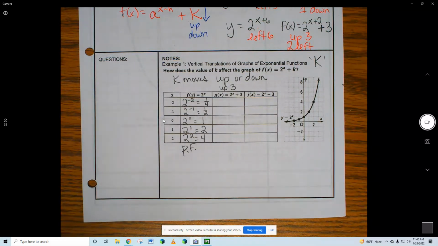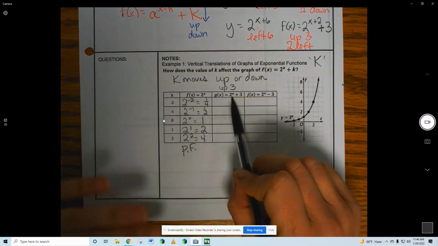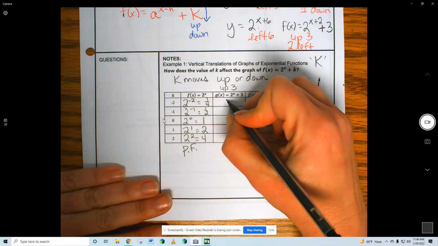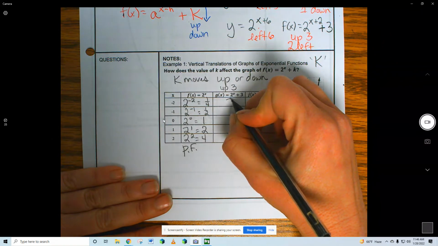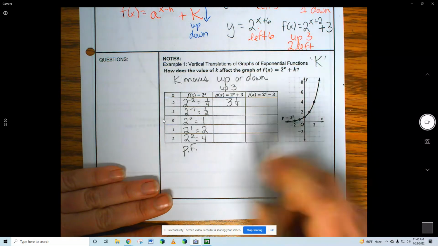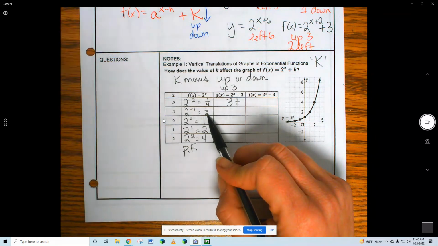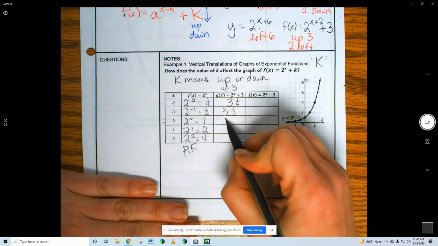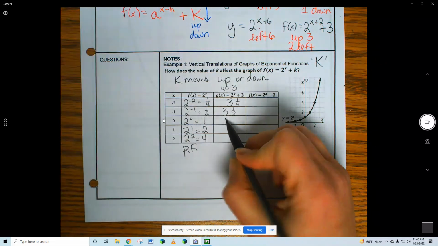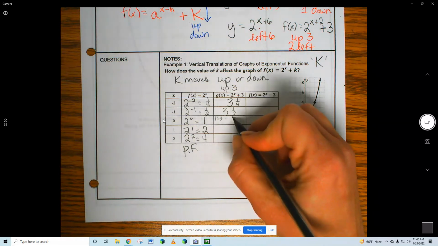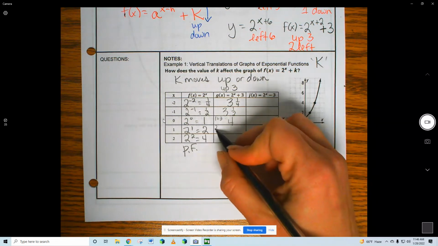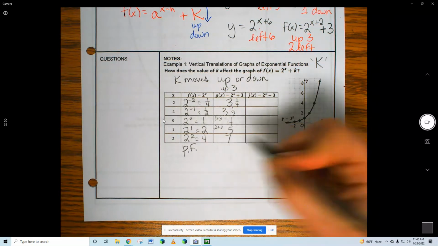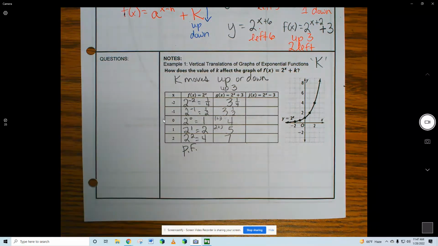So this means my parent function, which was 1/4, plus 3. What's 1/4 plus 3? 3 and 1/4. What's 1/2 plus 3? 3 and a half. Don't forget about the 3. What's 1 plus 3? What's 2 plus 3? 4 plus 3.